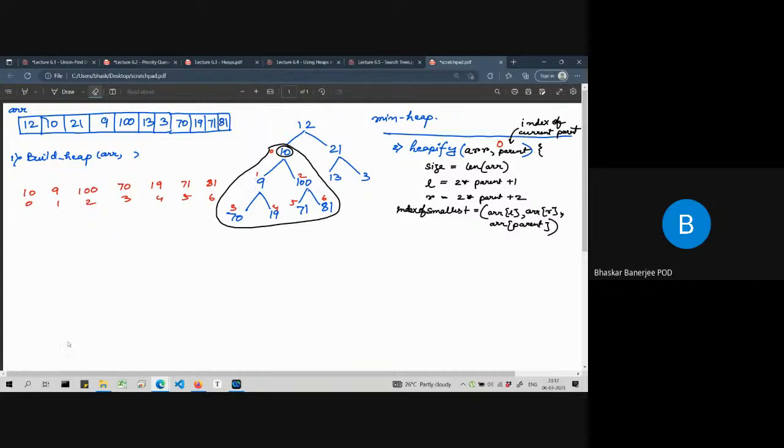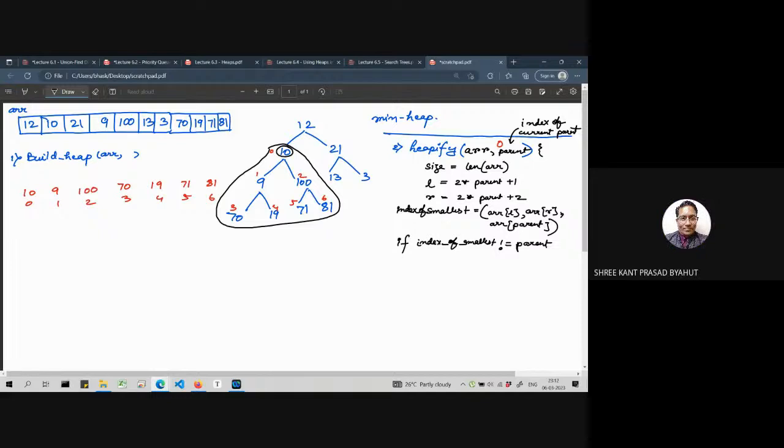So, sir, inside the heapify, we will have to call the heapify. Yeah, but okay. So what I mean is, I would have to put an if condition: if my index of smallest is not equal to, what should I write here? Okay, wait, let me write. Not equal to parent. If it is not parent, then only I will do the swap, right? If it is parent, I need not do anything. It's anyway a heap. Yes.